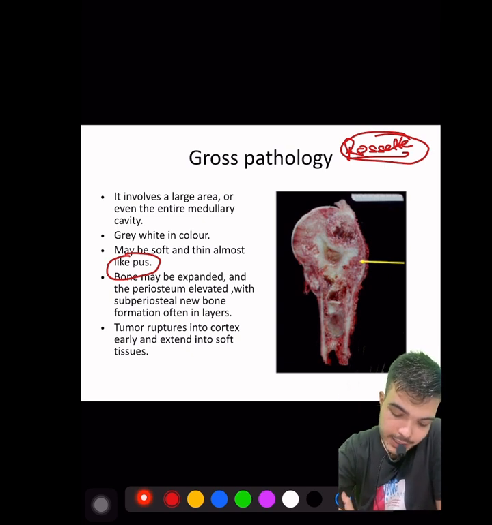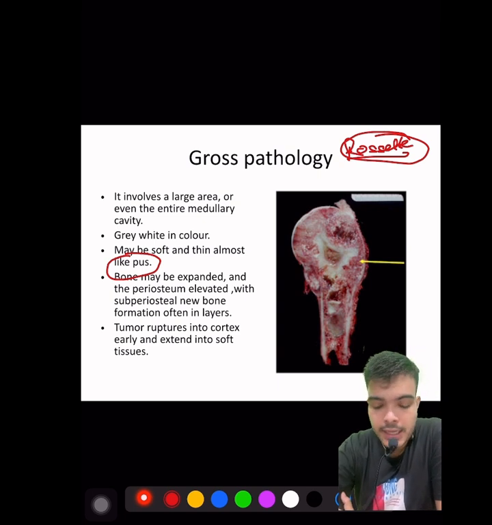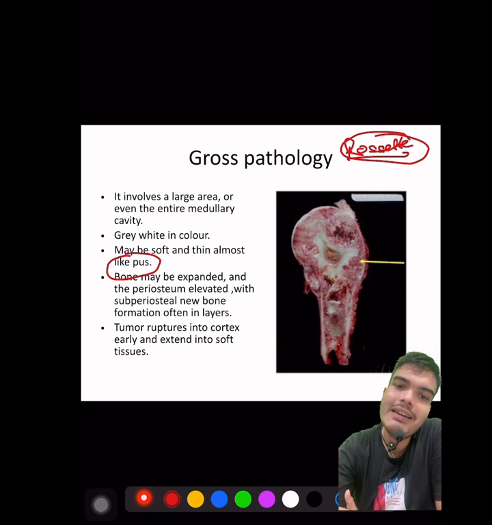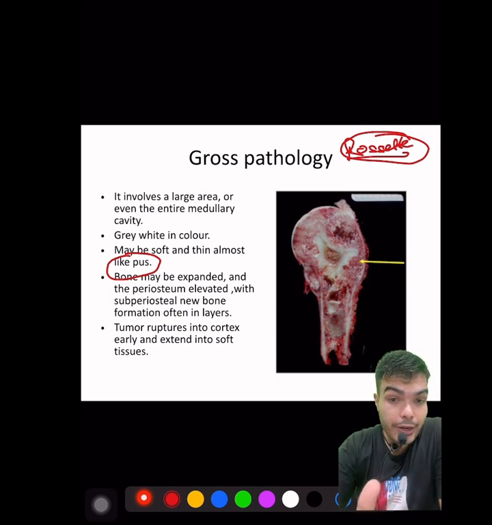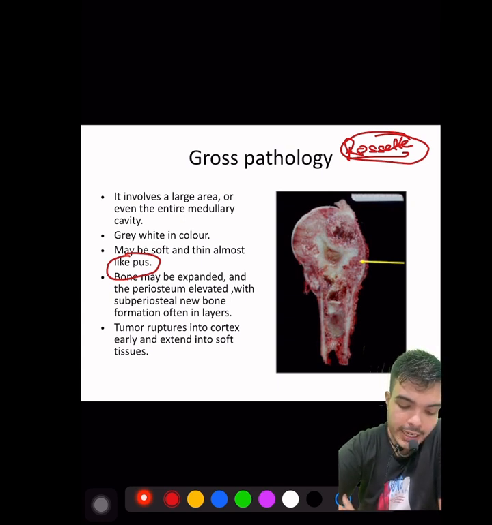The bone may be expanded and the periosteum may be elevated with subperiosteal new bone formation, often in layers. So it's basically saying that there is a periosteal reaction. Periosteal reaction is a reaction shown by the host body to prevent the seeding of the infection or to prevent the seeding of the tumor to distant other sites. But the tumor or the infection becomes so aggressive that the periosteal reaction can't be that effective, because of which there is severe periosteal reaction, and that reaction in Ewing's looks like an onion ring pattern.